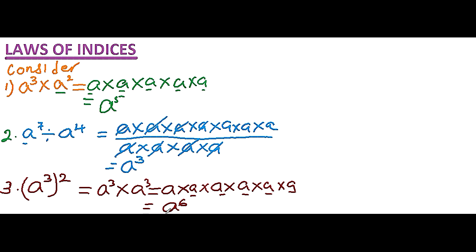Now, from the three examples we have used, we can derive the three rows of indices. Let's start with the first one. If we look at 3 and 2, when we are multiplying, you add 3 plus 2 and you get 5, which is the final index in this case.